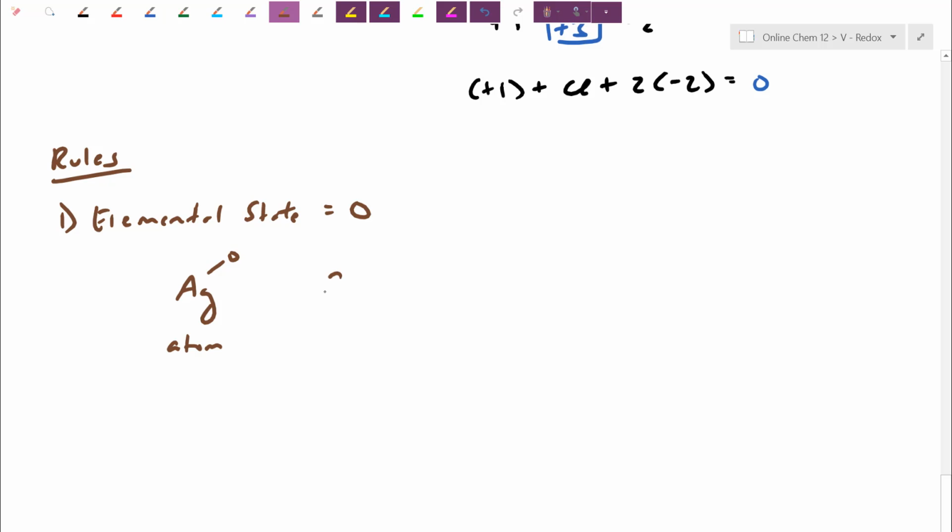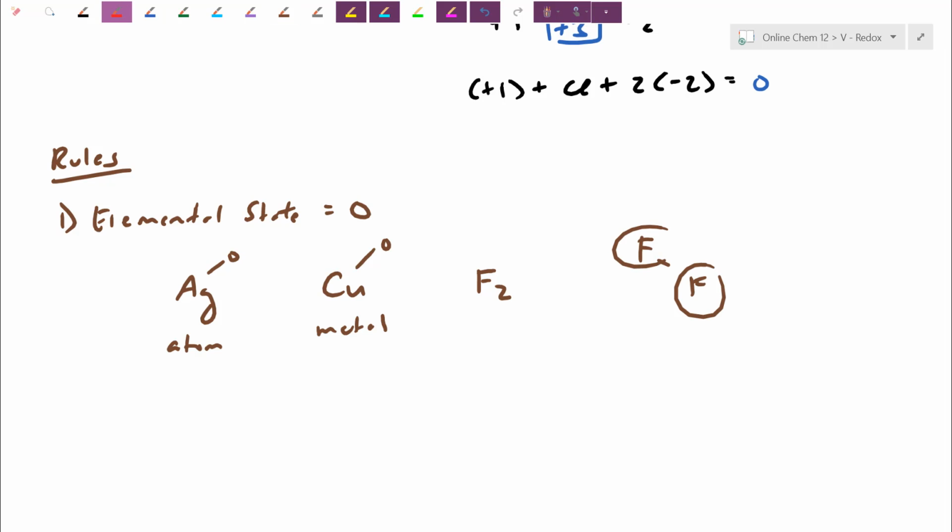Or we can have copper. Copper is a metal. Again, it could be +1 or +2 when it bonds, but right now it hasn't bonded yet. Copper here is just going to be 0. We just assign it a charge of 0. Let's do a diatomic like fluorine. Fluorine here is actually going to be an F and an F. What we're going to find for this oxidation number is that these rules are always defined.